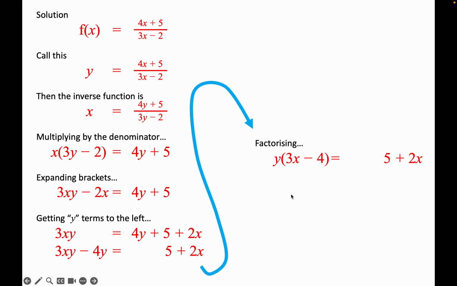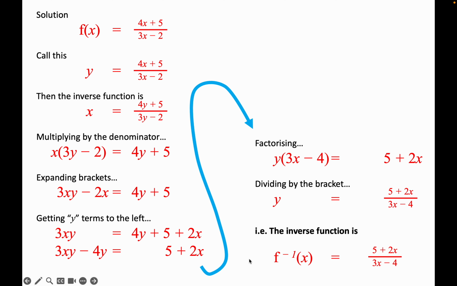And I deliberately got to a stage where I could do that by putting all of the y stuff on the left in the first place. So I've got y times a big bracket of stuff equals 5 plus 2x that was there before. Now to get the y on its own, all I need to do is divide by that bracket. So y on its own equals 5 plus 2x that was there before, divided by the stuff that was in the bracket, 3x minus 4. And now we're there. The inverse function is that.